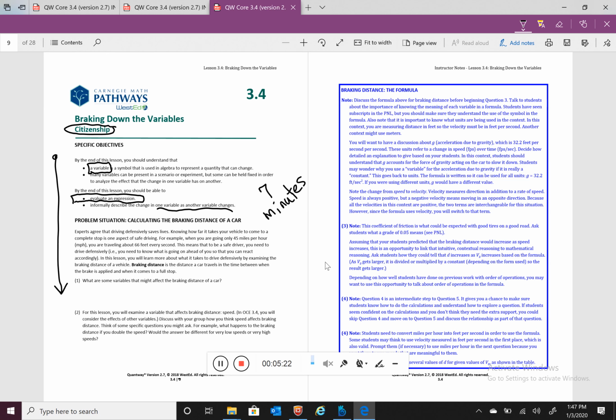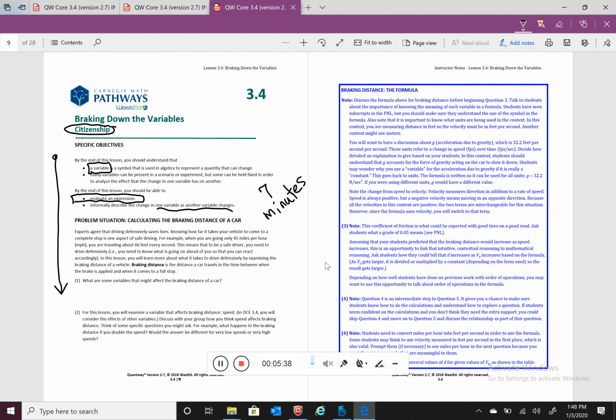So question number 1 happens after the problem situation, calculating the braking distance of a car, is launched. So there are different ways to launch this. You could say read some of the paragraph.